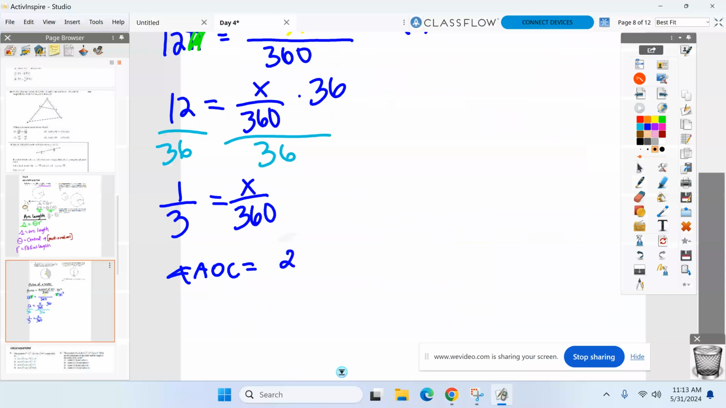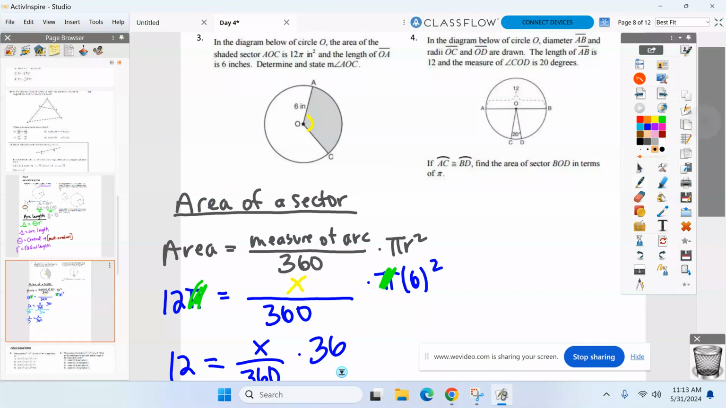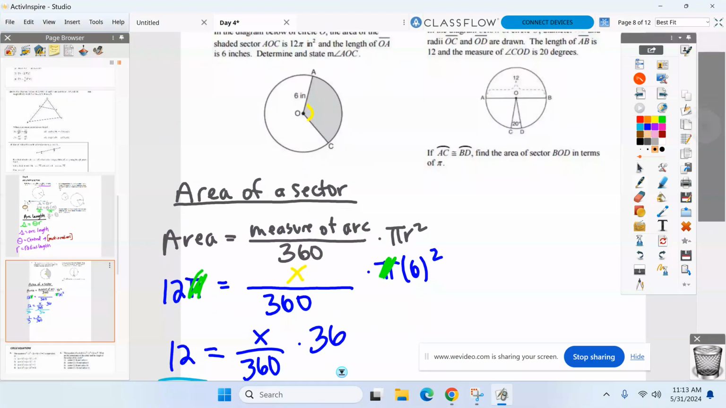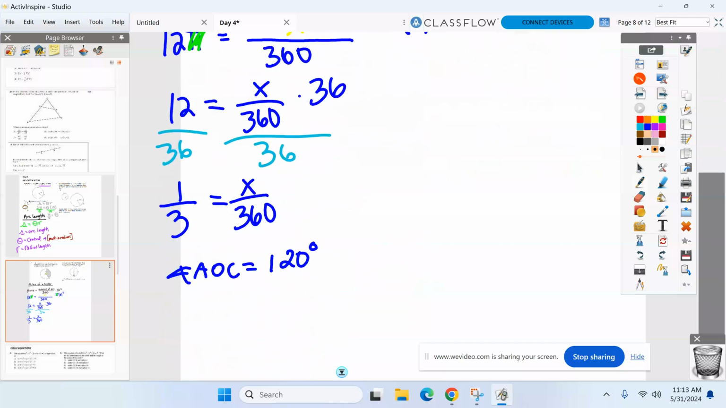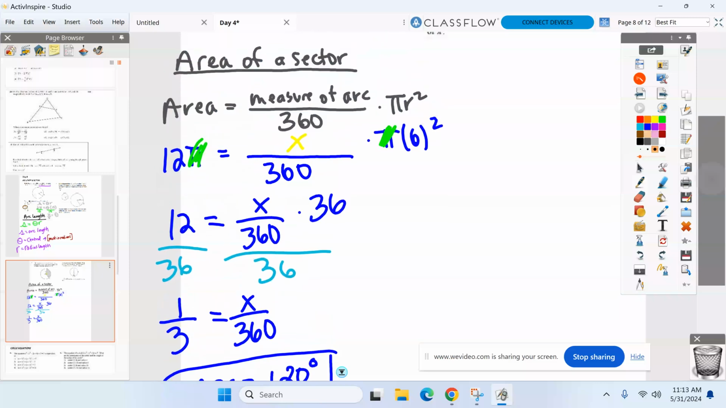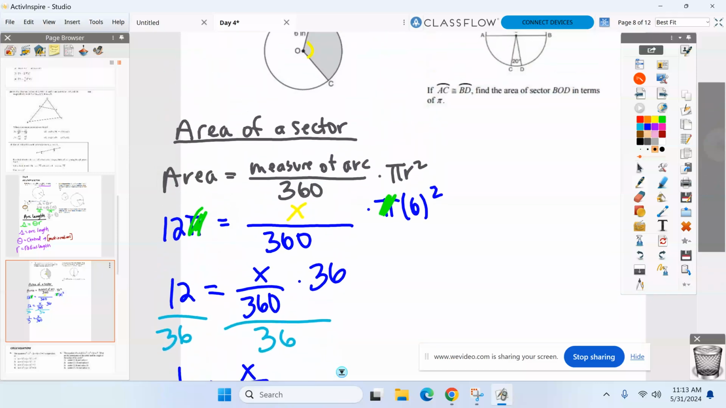Oh, 120. When you use this formula, it is in degrees. And if you go back, it just says determine and state the angle measure. So I could leave it 120. You could leave it in radians. We know how to convert now, so it doesn't matter what we leave it in. Everyone all right?